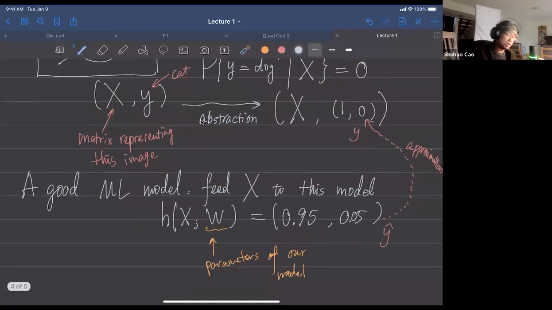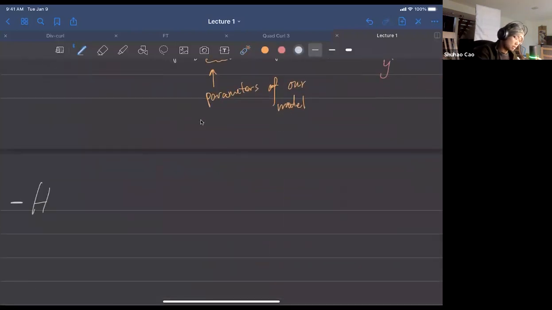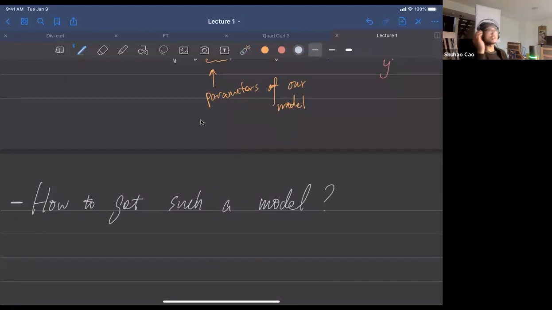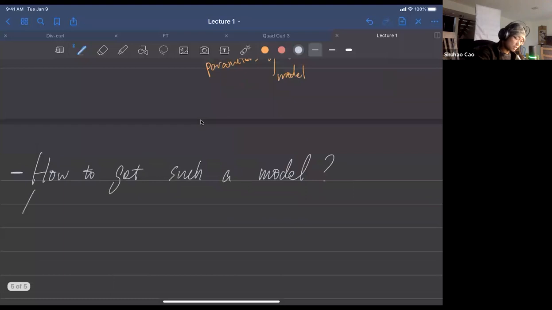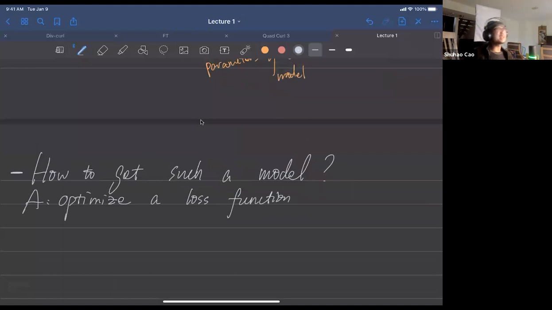And the question is, how do we achieve that? So how to get such a model? This is the next question we try to answer. And the answer is, we optimize what is called a loss function. So I won't go into detail into the mathematics, which we will in the future, but today we're trying to paint a big picture from a higher perspective.